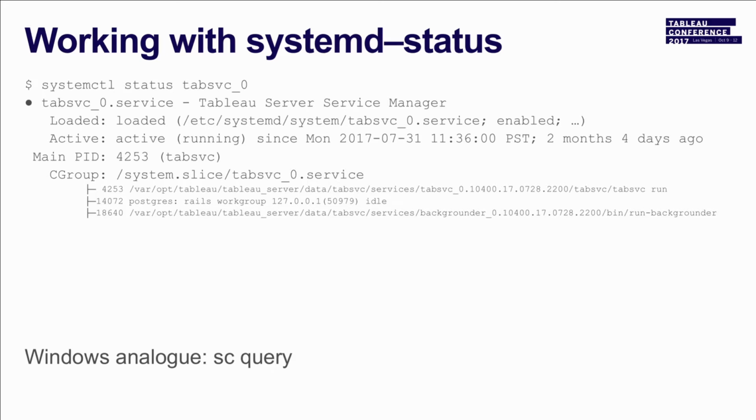We also got the child processes. And these are all the Tableau Server processes you know and love. So here's Postgres, here's Backgrounder, and for space purposes, I've omitted the rest. And again, if you're coming from a Windows background, the logical equivalent to this is sc query, or any of the other Windows command line tools for interacting with Windows services. So when you think systemd status, it's just, is the server running?